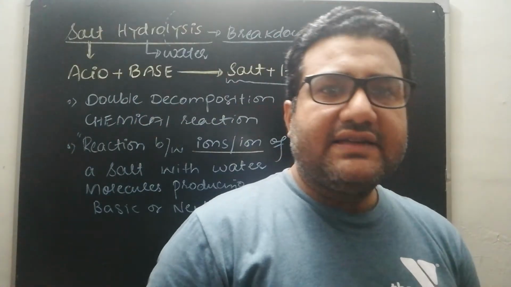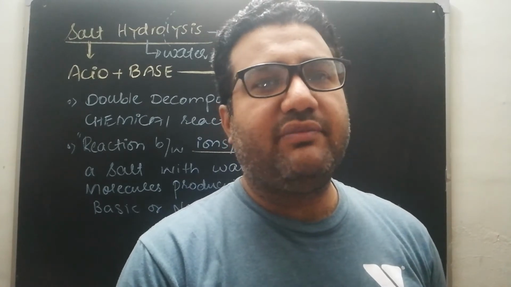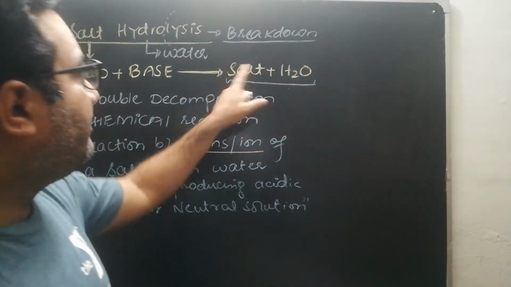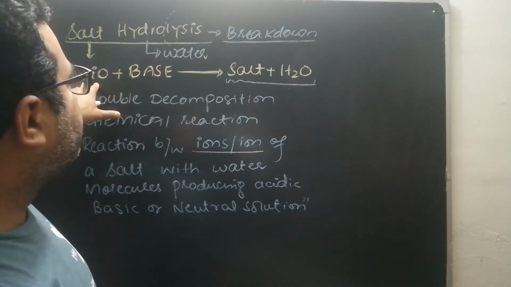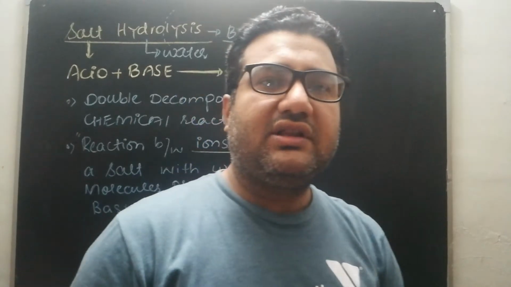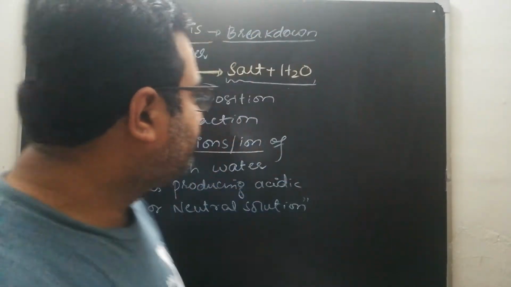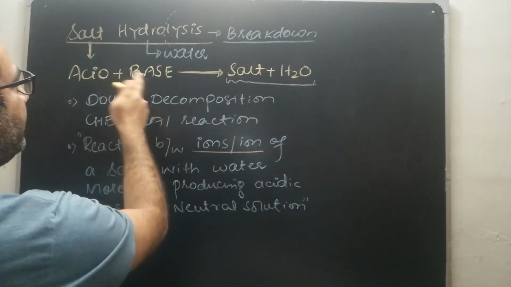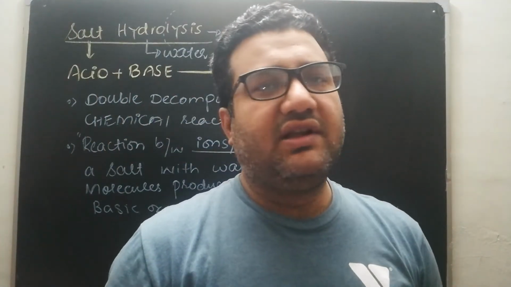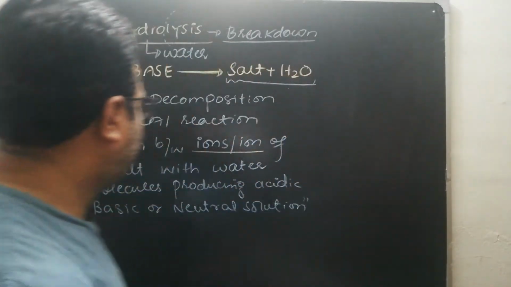If strong acid is produced, then the resulting solution will be acidic, and that salt will be an acidic salt. But when salt and water react together, and strong base and weak acid are produced, it means that overall the solution will be basic, and that salt will be called a basic salt. And if salt reacts with water and both strong acid and strong base are produced, then a neutral solution is obtained and the salt is called a neutral salt.